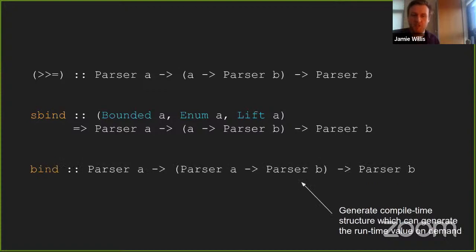What registers gives you is bind. And the signature is a little bit different in that instead of an a, you have a parser of a, and that suffices to be enough. So what that says now is at compile time, we have a structure that can generate runtime values, and we can use that to generate more compile time structure.